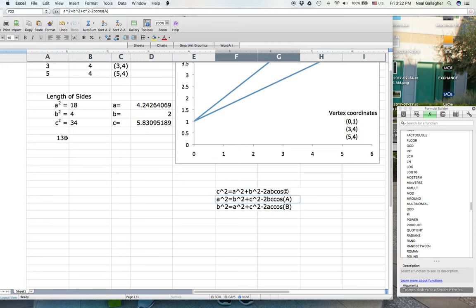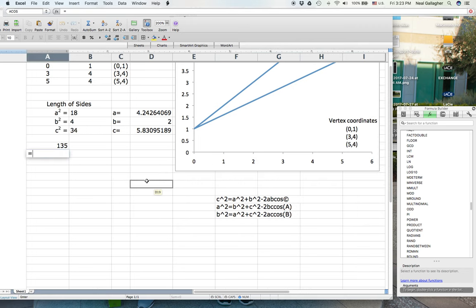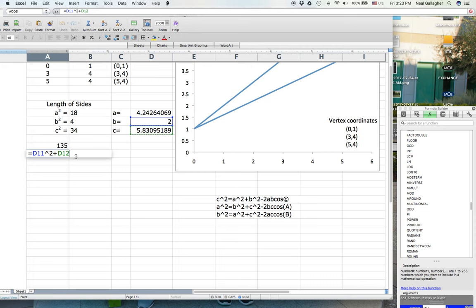Okay, so this is angle C that I've just computed. Now let me compute angle A and angle B. Angle B I'm going to get by doing B squared plus C squared minus A squared divided by 2BC. Let me pull this down a little bit. I already have B squared and C squared here, so let me fix that.